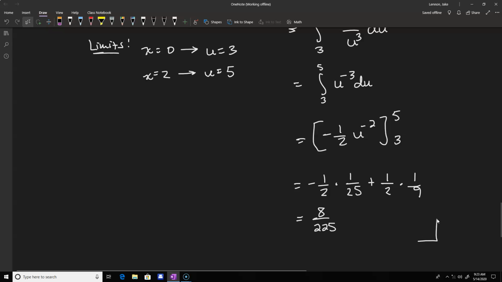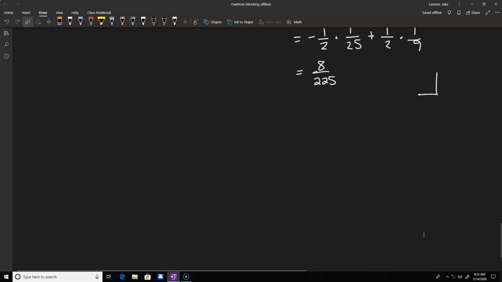So that's it for part A. Let's look at another example. So this will be similar to the last one from the indefinite integrals. Let's integrate from 0 to pi over 2 of sine to the fourth times cosine.